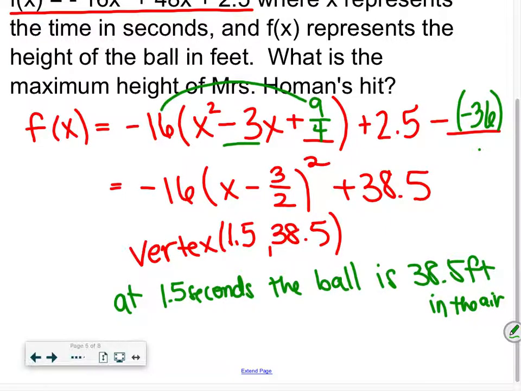Not a great hit. Basically went like straight up in front of me, right? Okay, I popped it up to the picture. Really high. After 1.5 seconds, the ball reaches a maximum height of 38.5 feet, and then it'll start to fall.